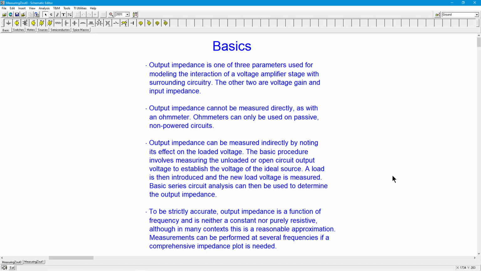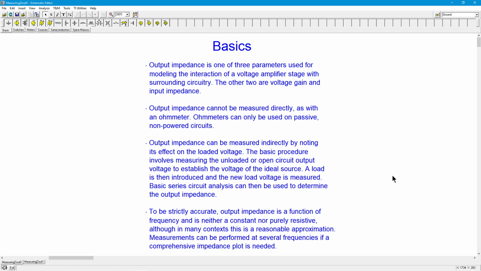Given those three things, we can make a nice model of our amplifier stage. In other words, we just treat it as a voltage-controlled voltage source. There's a Z in, there's a Z out, and there's a certain amount of gain, and that's all there is to it. Granted, there's lots of other things like frequency response, distortion, compliance, but for our basic analysis, that's all we need. So output impedance is a really useful thing to know.